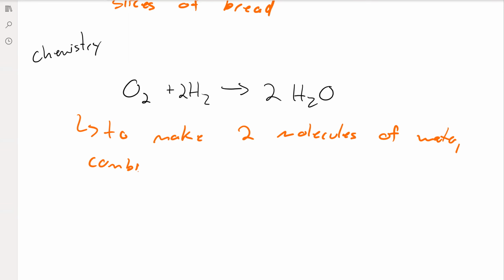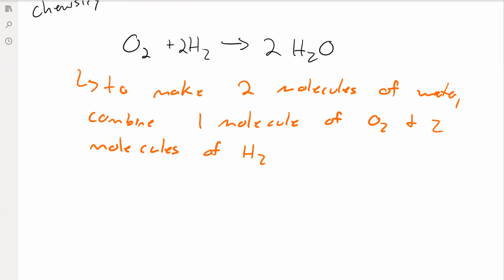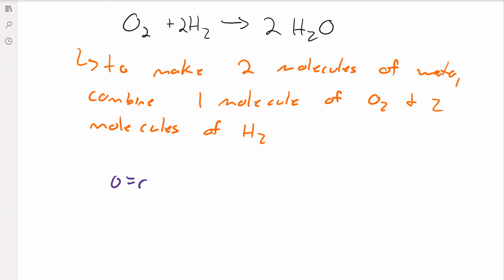combine one molecule of O2 and two molecules of H2, right? We could even draw our Lewis structures here to think about what kind of bonds are being broken, what kinds of bonds are being formed and whatnot. So you've got your one O2, two H2, and then you combine them to form two molecules of water.